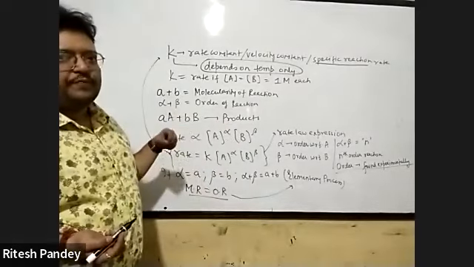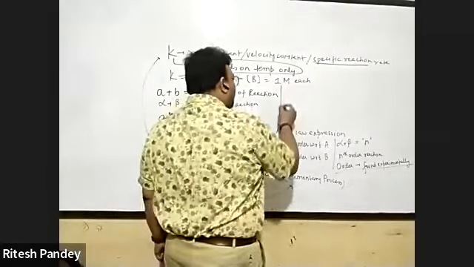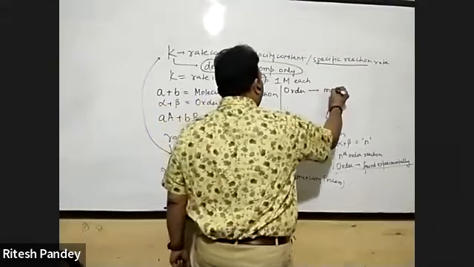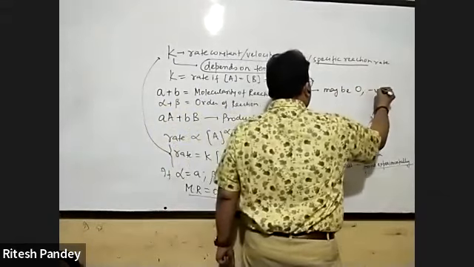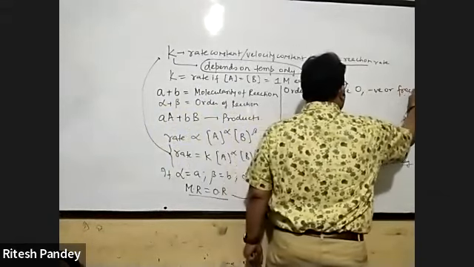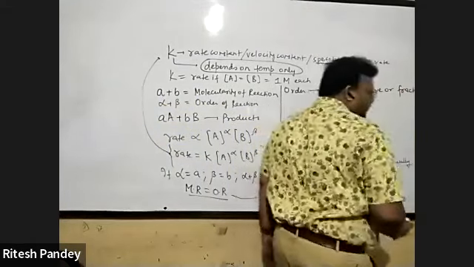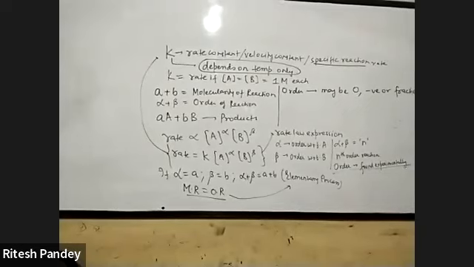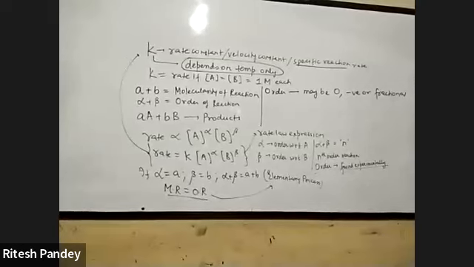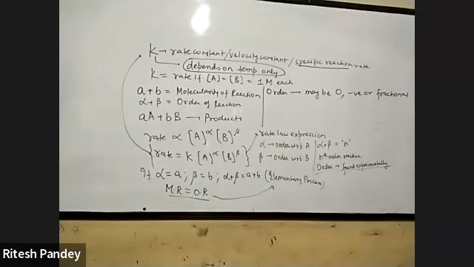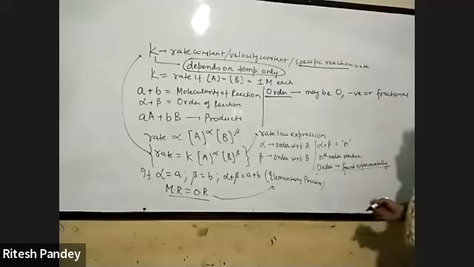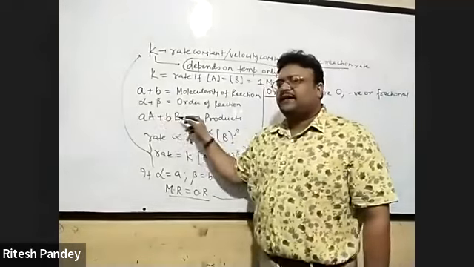A and B are going to be numbers used to balance the equation. Alpha and beta are always found experimentally. Now order may be zero, negative, or fractional. We'll talk about zero order, we'll talk about negative, we'll talk about fractional. But A and B are going to be integers only.